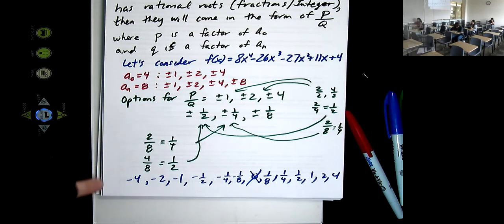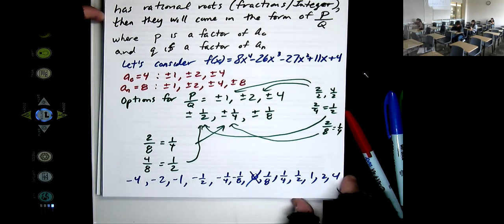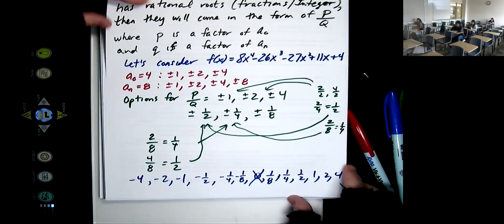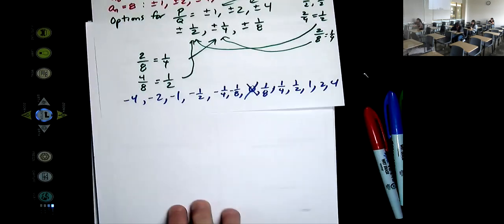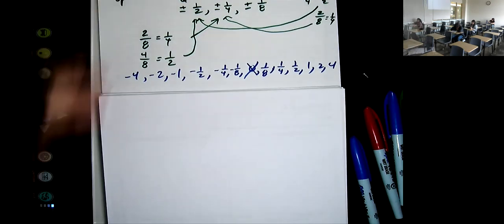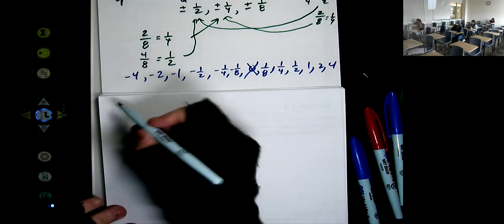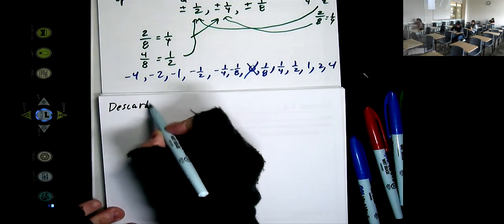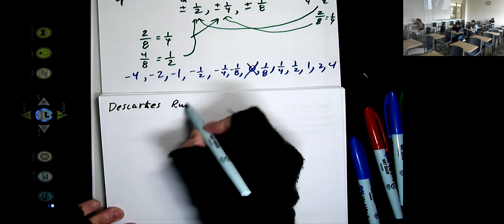This gives me a lot of things to check for synthetic division or the remainder theorem, right? That's a lot to check. So let's take advantage of one other theorem for now. We'll add one other theorem, and we'll slowly add more as we go through the lecture. So Descartes' theorem, rule of signs.